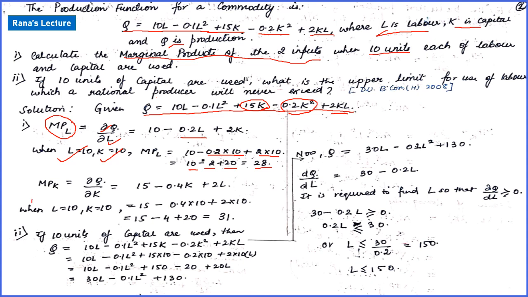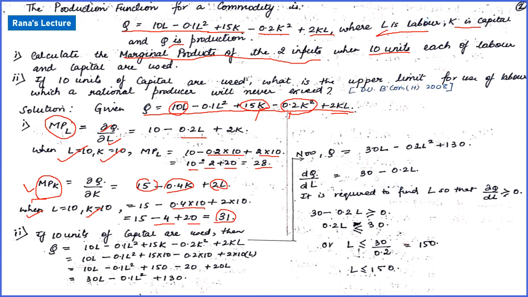Now you calculate marginal productivity of capital. Similarly, you will keep L constant over here. So when you calculate marginal productivity of capital, this will be your 0, this will be 15, over here it is, right? This will be minus 0.4K, and this will be plus 2L, right? Now you substitute the values when labor is equal to 10 and capital is equal to 10. When you substitute this, 0.4 into 10 is 4, this will be 20, this is 31, right?